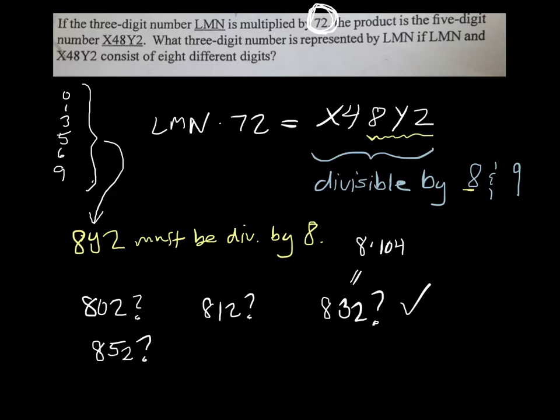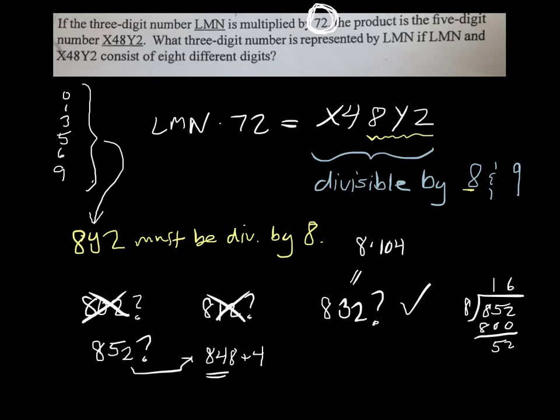An easy way to do all of these is to realize that 800 is automatically divisible by 8. So the fact that 852 is 848 plus 4, and this thing is divisible by 8, that means we have a remainder of 4. We could also just do the long division: 1, then 800, then we have 52, and that goes in 6 times, but now we have a remainder. So, no good.